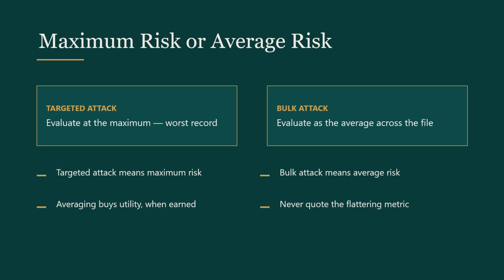If your client faces an insider who knows exactly who is in the file, and you quote the average because it is the number that passes, you have written a report that is arithmetically correct and professionally worthless. The metric follows the adversary follows the context, and the context is written down before either number appears.